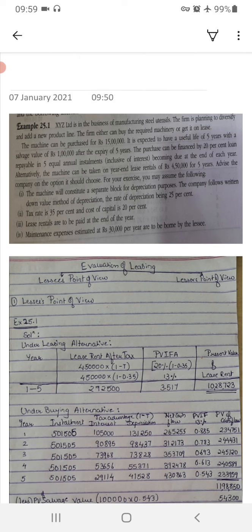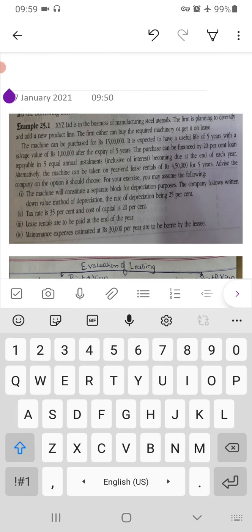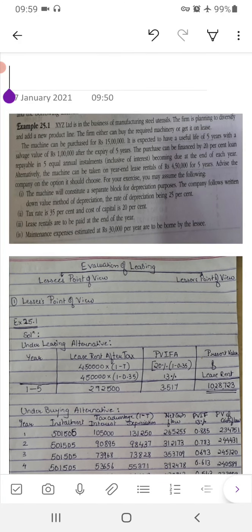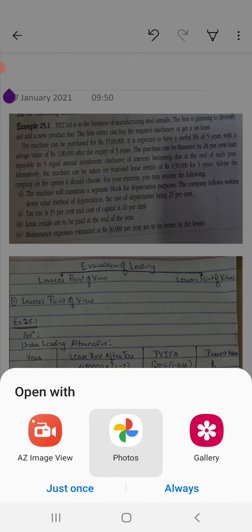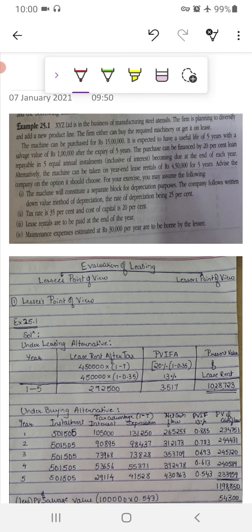The problem says XYZ Limited is in the business of manufacturing steel utensils. The firm is planning to diversify and add a new product line. The firm either can buy the required machinery or get it on lease. So they have two options. One is to purchase the machinery outright, or to get it on lease.